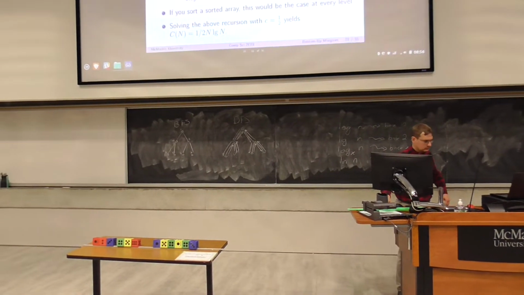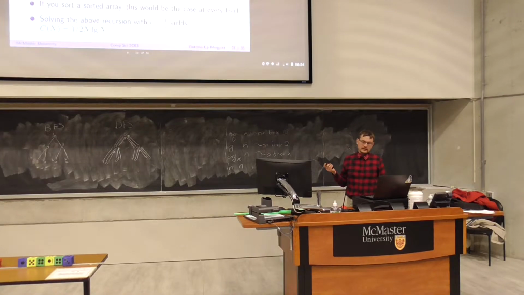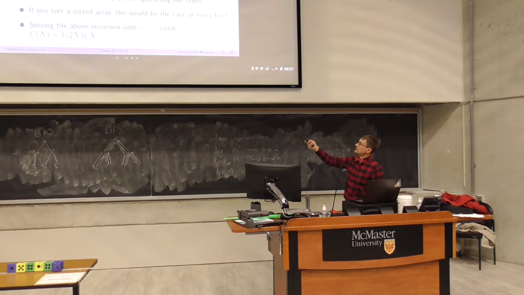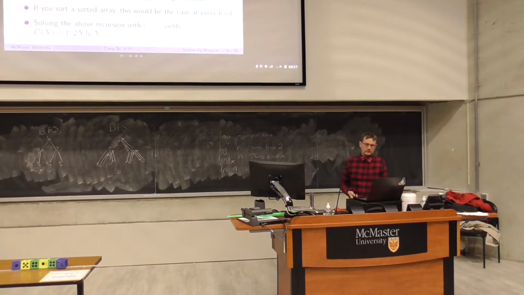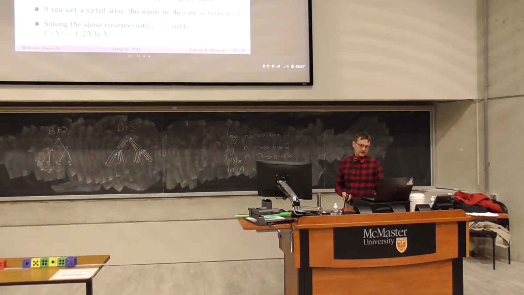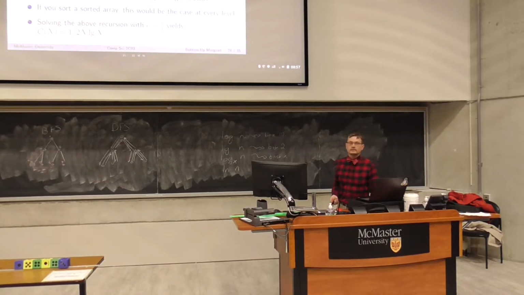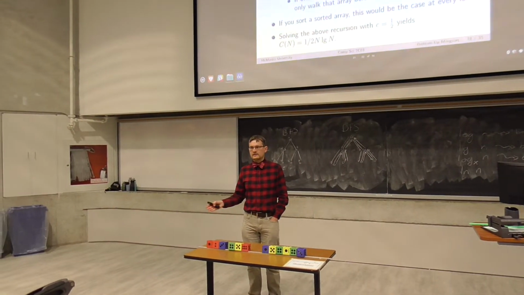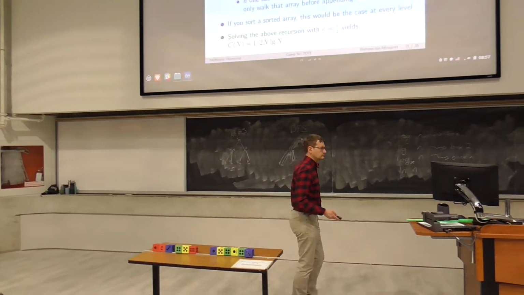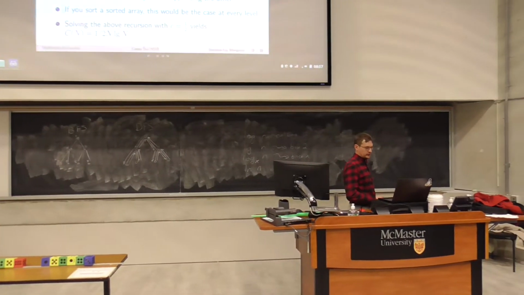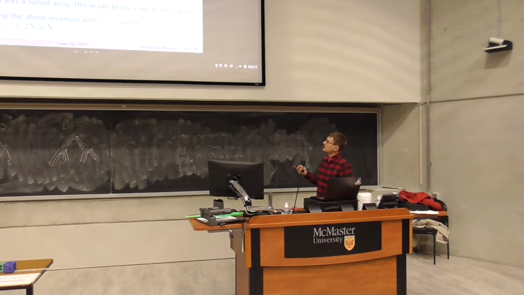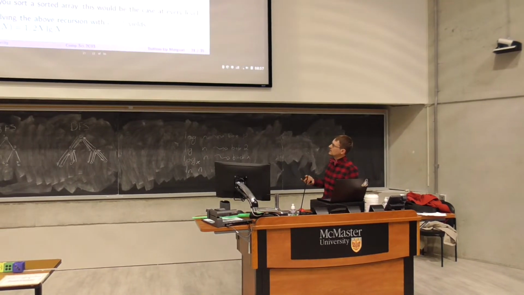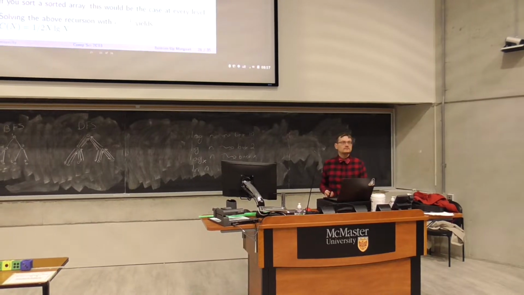So, if one subarray contains all the smallest elements, we only need to walk that array before appending the other. If you sort a sorted array, this would be the case at every level, right? So if you're performing merge sort on an array which is already sorted, then this is always going to be the case. Solving the above recursion yields C, with C equaling 1/2, yields C at n is equal to half n log n. Right? Make sense?